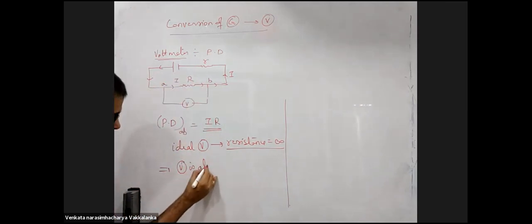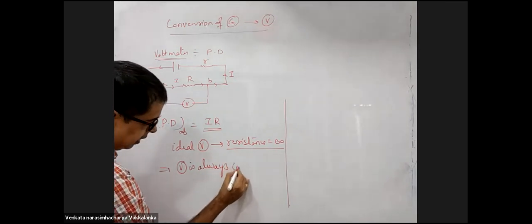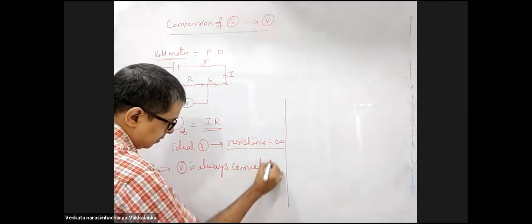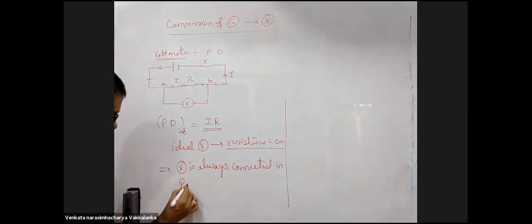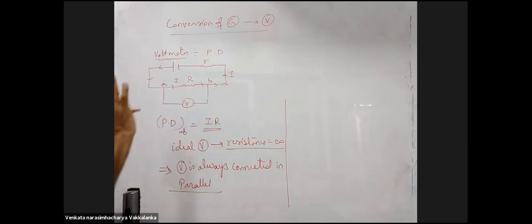So firstly, voltmeter is always connected in parallel. And an ideal voltmeter should be of infinite resistance.